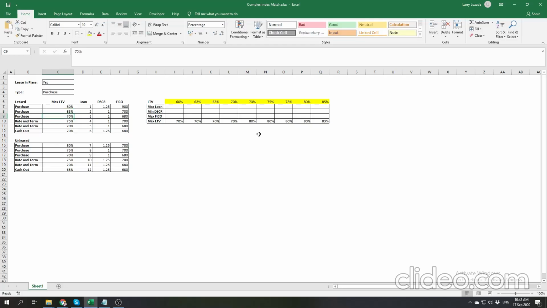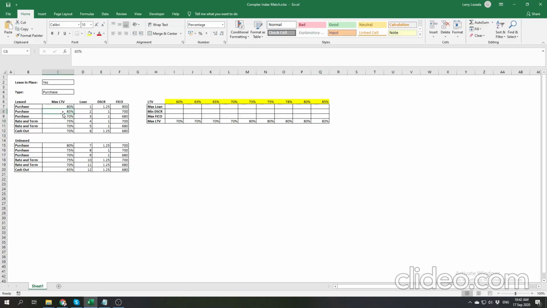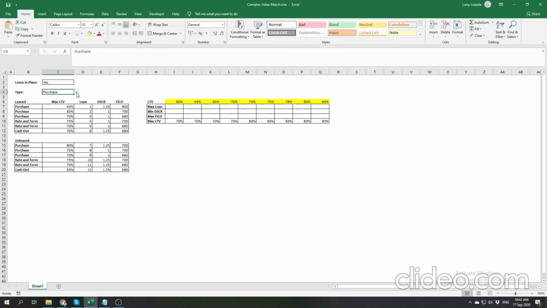All right, works. But if we have 93, that should be also 93. Okay, works. So the formula is correct. So the next test we do is we go to cash out. Everything should be 70%, right? Go to rate in term.